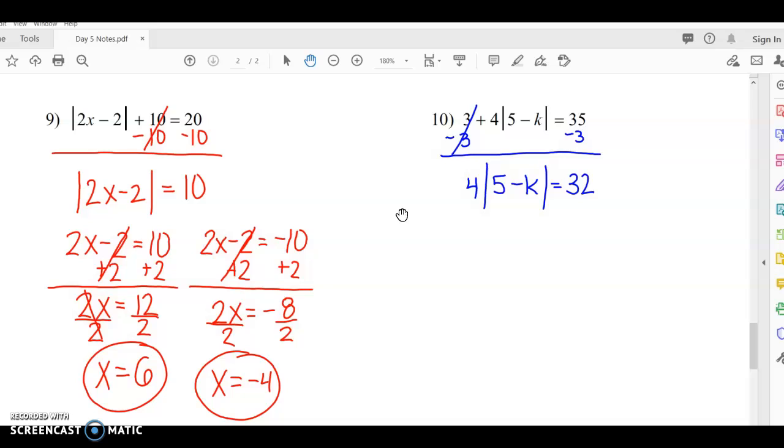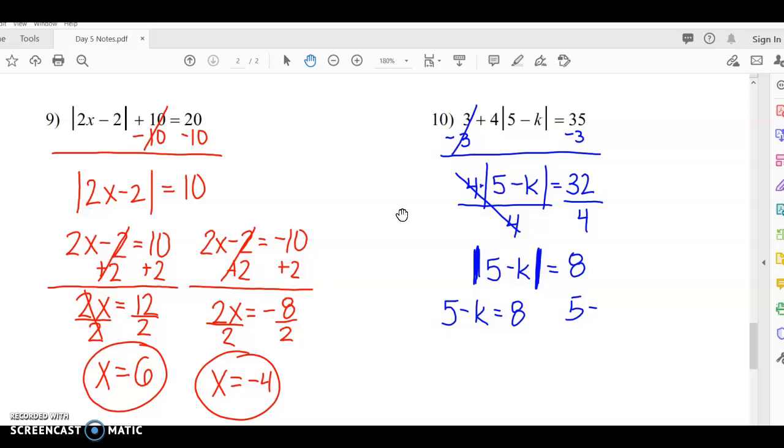The absolute value is not alone yet because it's being multiplied by 4. So the opposite of multiply by 4 would be to divide by 4. So now we're at the absolute value of 5 minus k equals 32 divided by 4 is 8. Now that your absolute value is alone, you would go positive and negative. So you have 5 minus k equals 8, and 5 minus k equals negative 8.